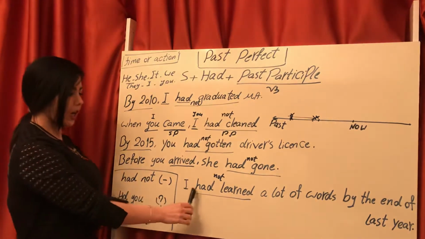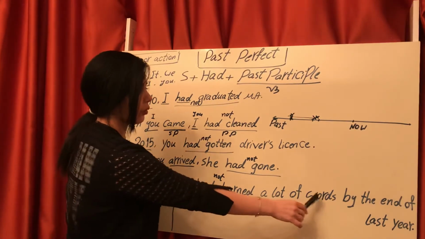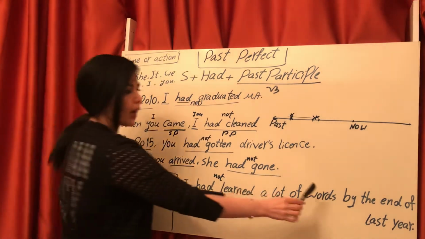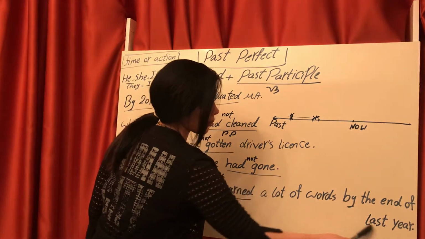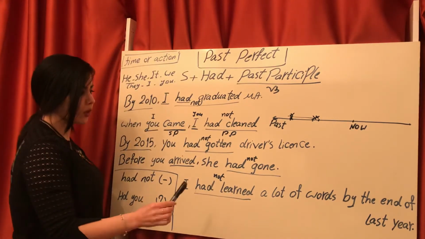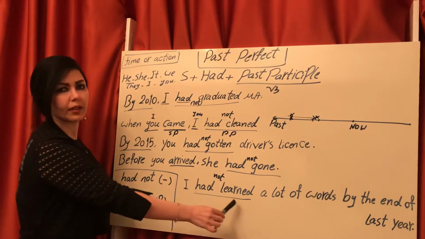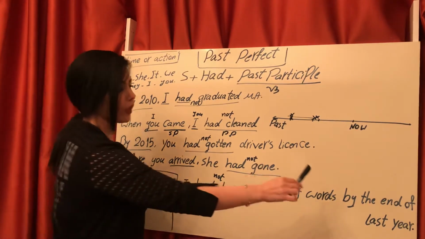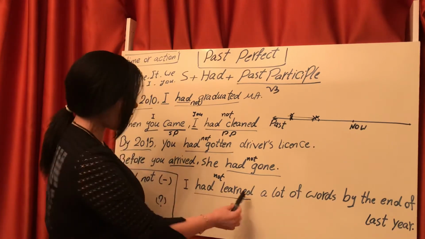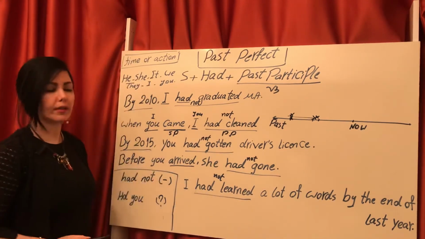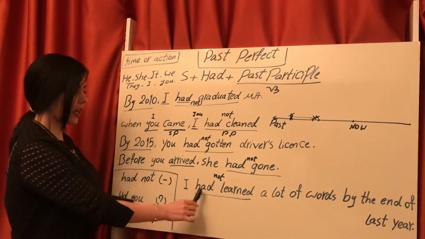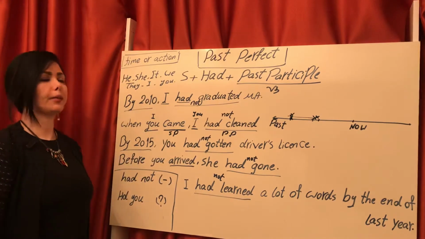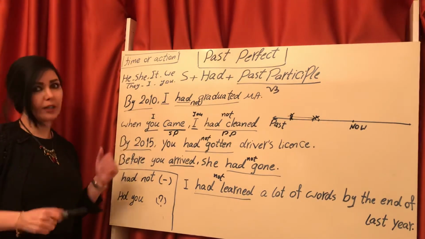Or here, I had learned a lot of words by the end of last year. By the end of last year is a specific time, so we use past perfect: had learned. Before this year finished, I learned a lot of words. So we use past perfect. I had learned a lot of words by the end of last year. I hope you got it.